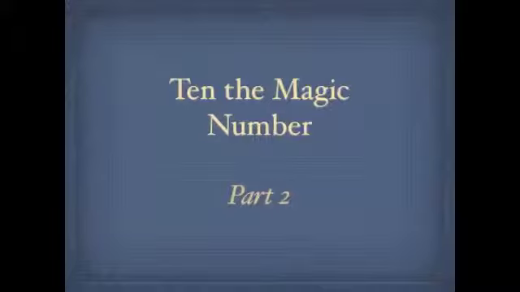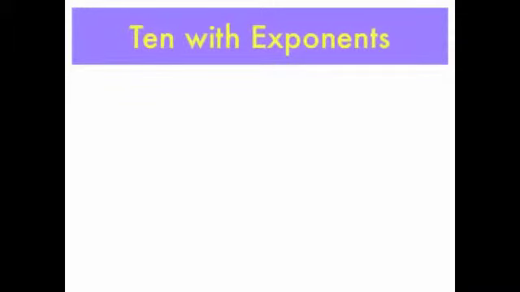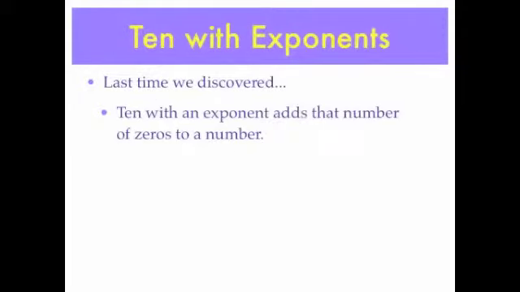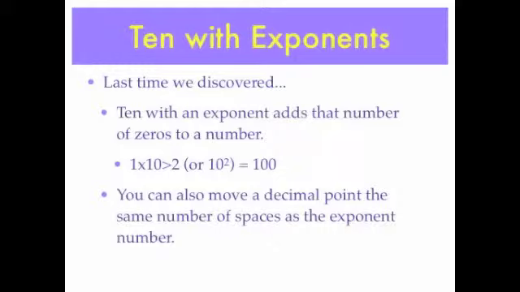Magic Number Part 2. 10 with exponents. Last time we discovered 10 with exponents adds that number of zeros to a number. For example, 1 times 10 to the power of 2 equals 100, or 1 with 2 zeros after it. You can also move the decimal point the same number of spaces as the exponent number. For example, 1.2 times 10 to the power of 3 equals 1200.